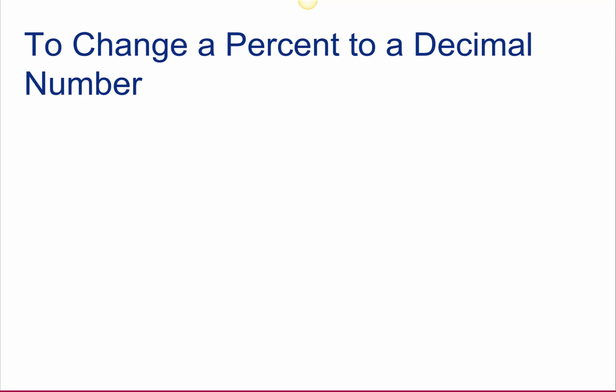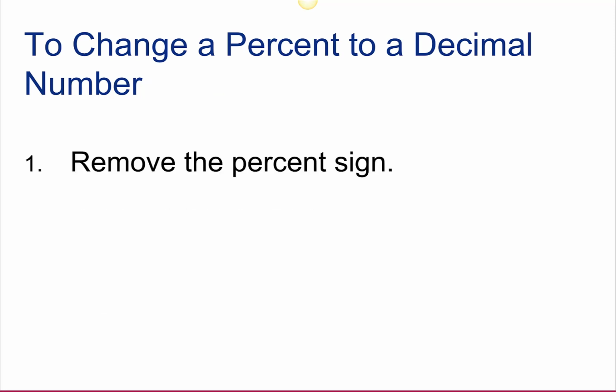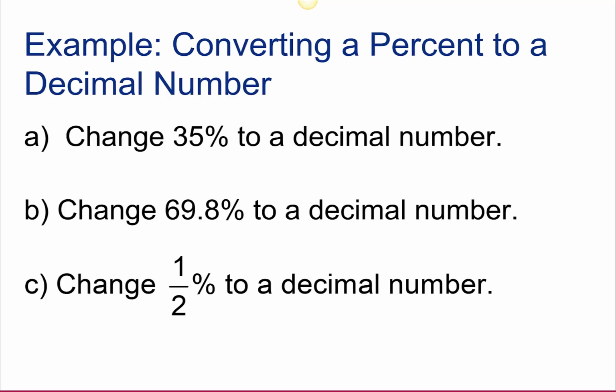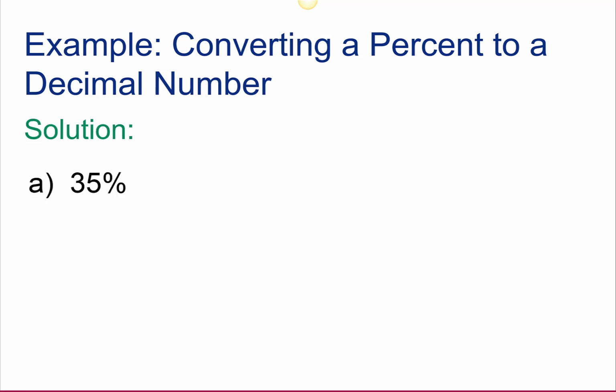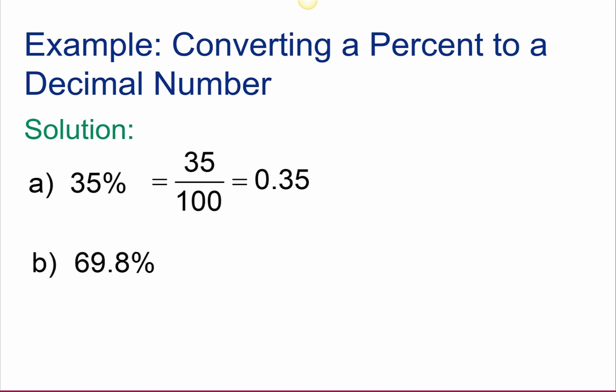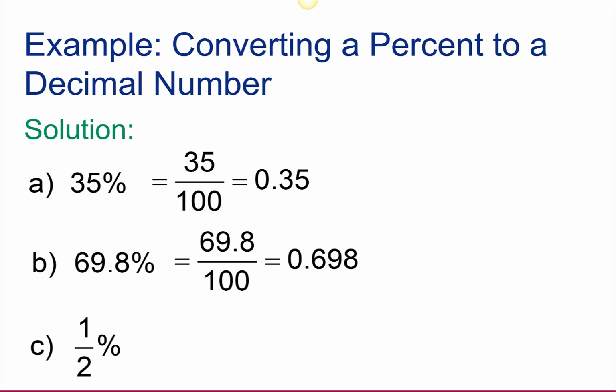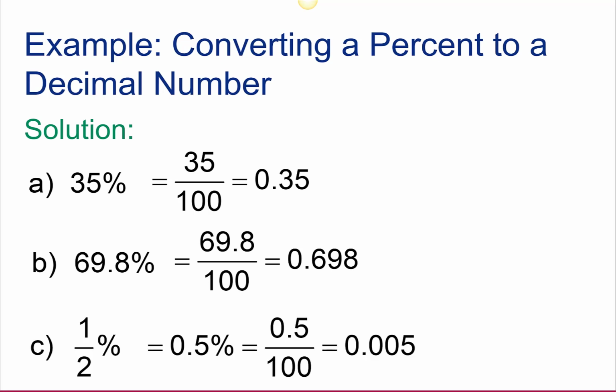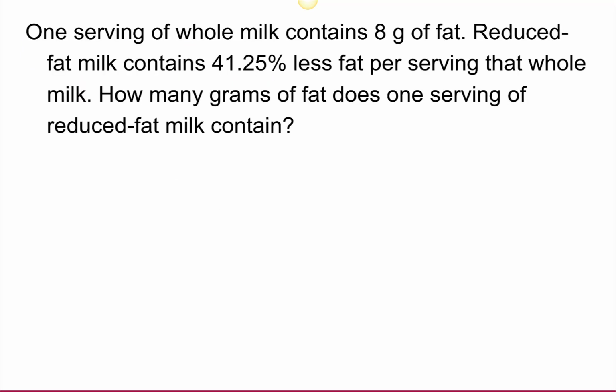0.7625, multiply by 100, 76.25%. To change a percent to a decimal, remove the percent sign and divide the number by 100. Change 35% to a decimal number. Divide by 100. 69.8%, divide by 100, 0.698. 0.5%: the first thing I would do is write 0.5 and then divide by 100, and so we come up with a decimal of 0.005.